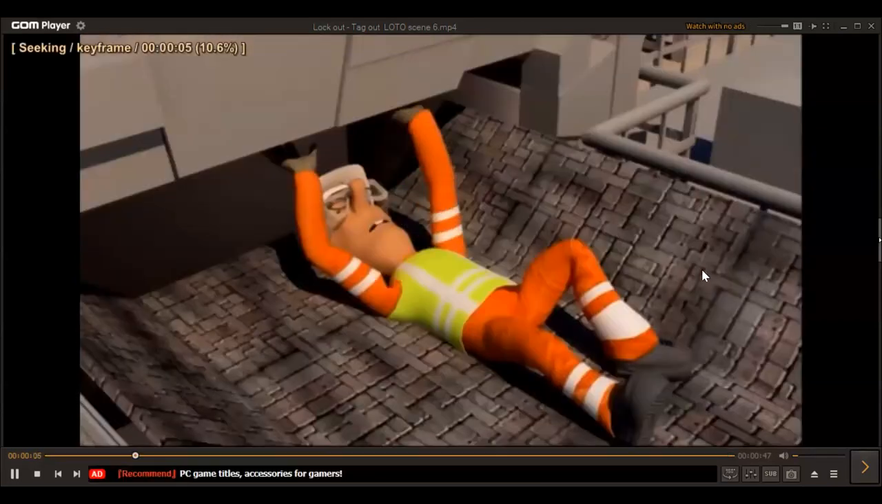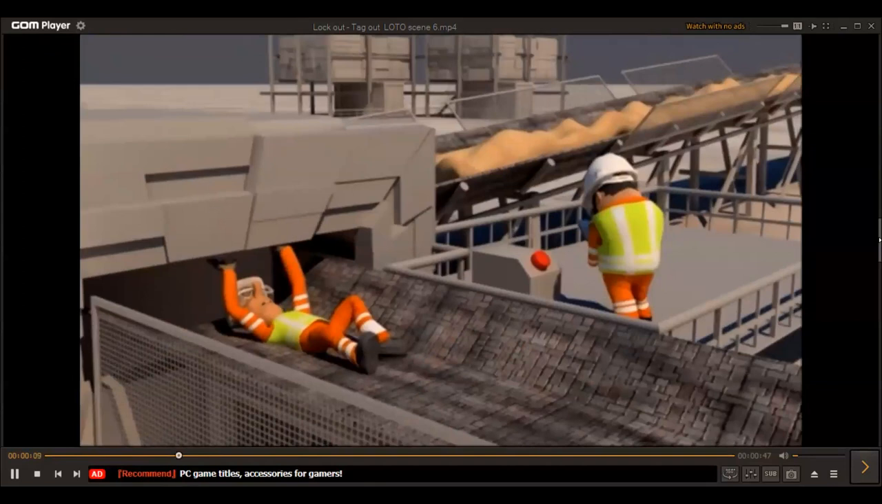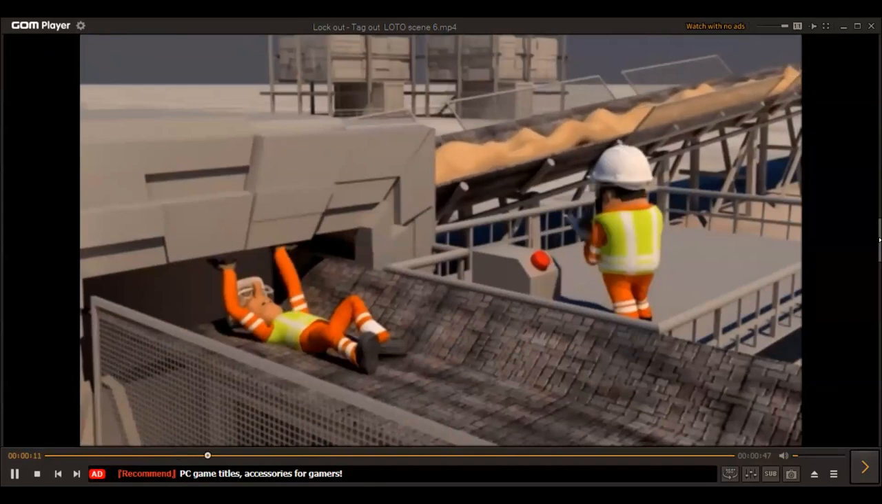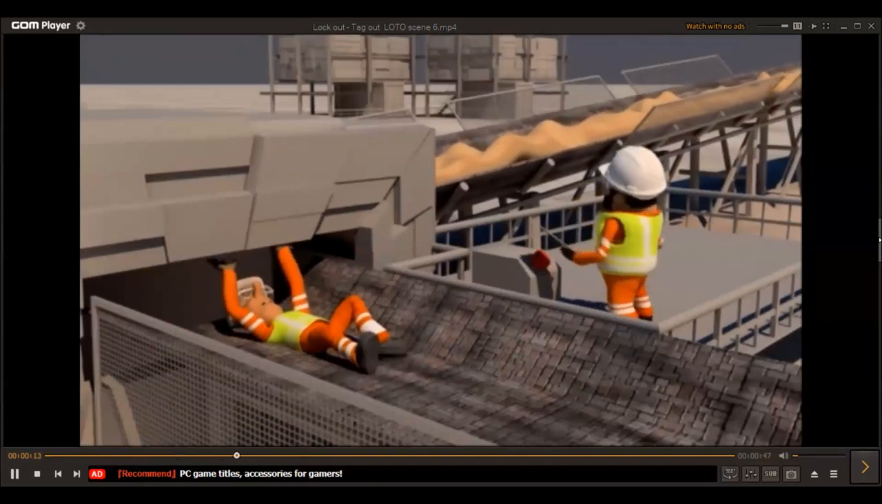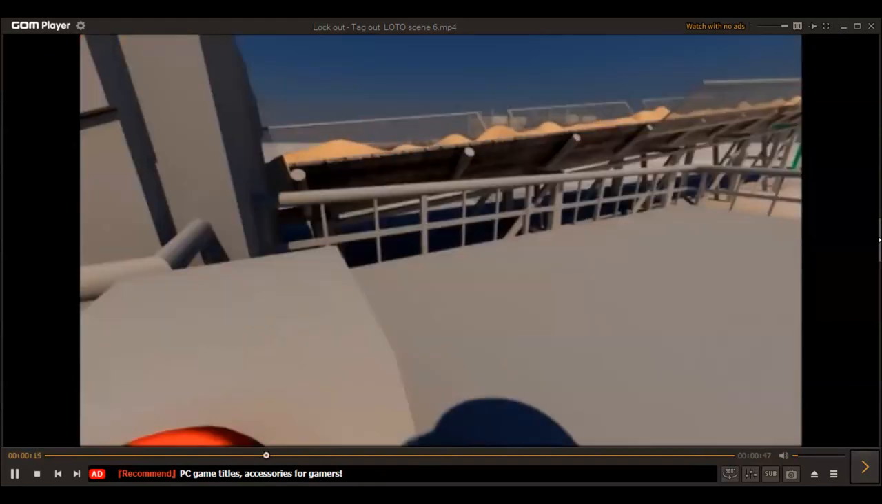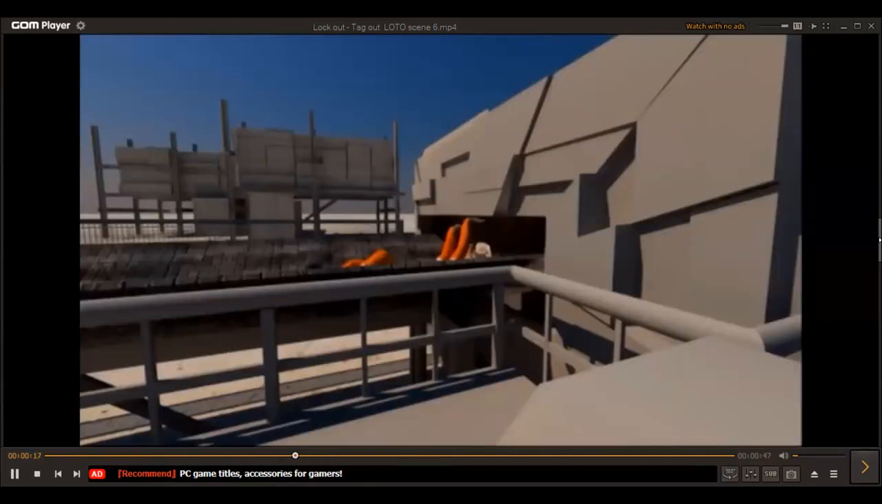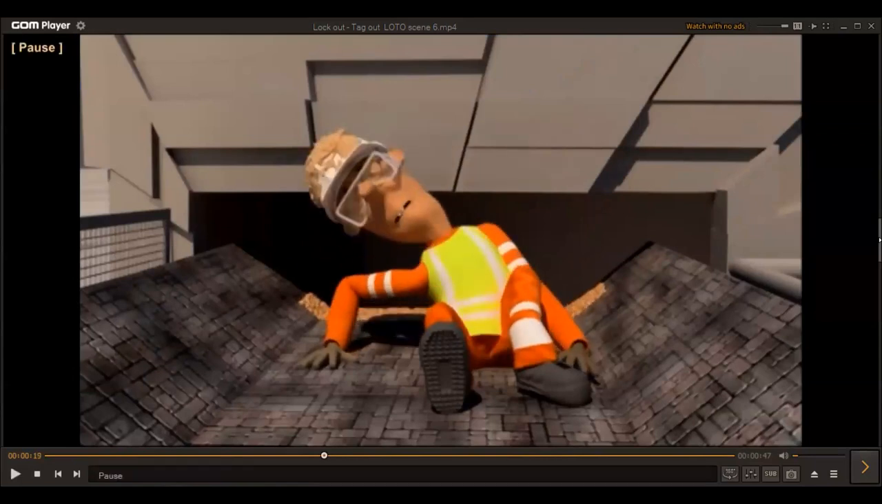Over here, as you can see, this is the emergency stop. Now, what are the limitations of this? What do you think? What are the limitations of this?